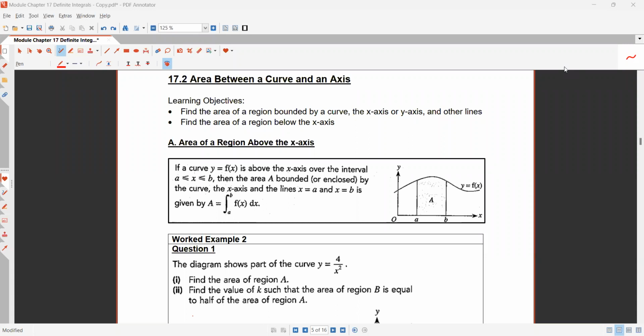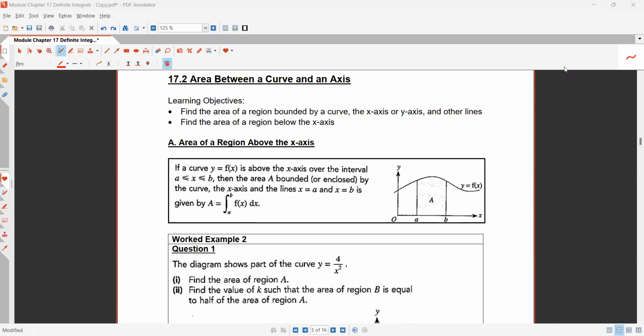So previously, what you have learned is when you do the integration, you will find the area under the curve. Okay, so for this 17.2, you will learn three things. The first one is between the curve and the x-axis.